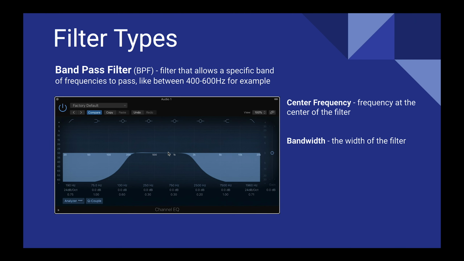So the two important factors here are the center frequency, and that's the frequency at the center of the filter. And then the second one is called the bandwidth, and that's the width of the filter. So you could do something, for instance, where you say, my bandpass filter has a center frequency of 200, and then the width is 100, okay?